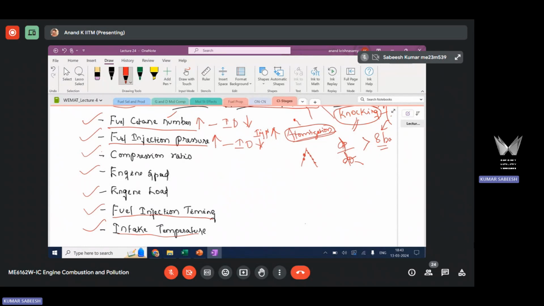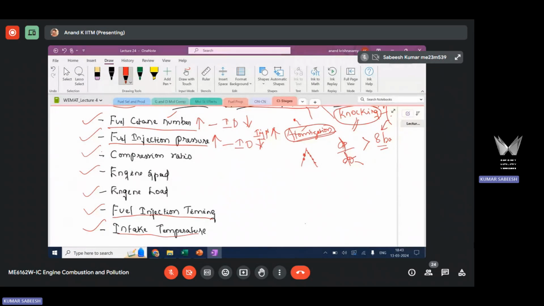Please note that all these events are happening at a very small time scale, the microsecond time scale. That is a typical time scale you need to remember always. So we have to inject at a higher pressure and ensure that there is sufficient atomization.